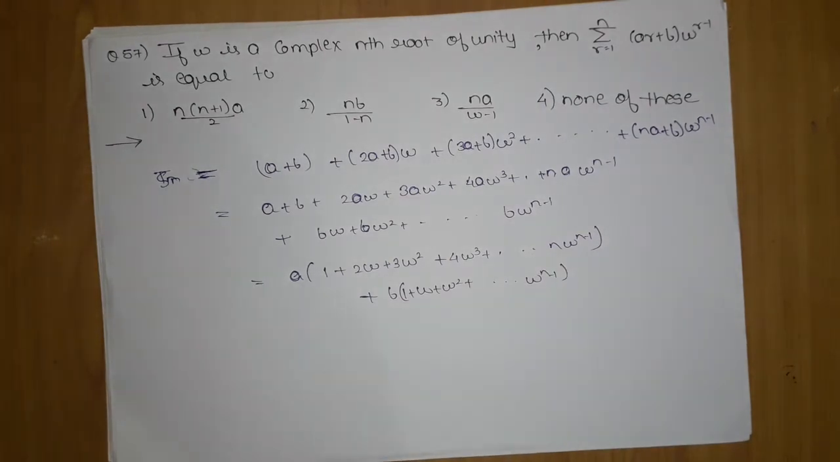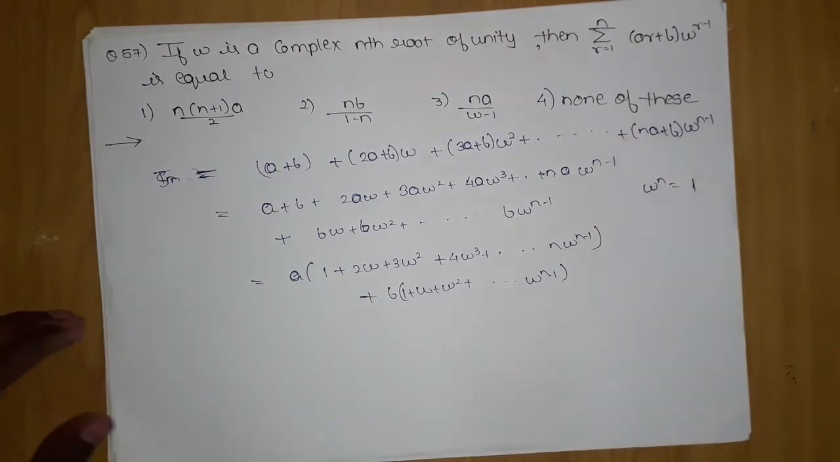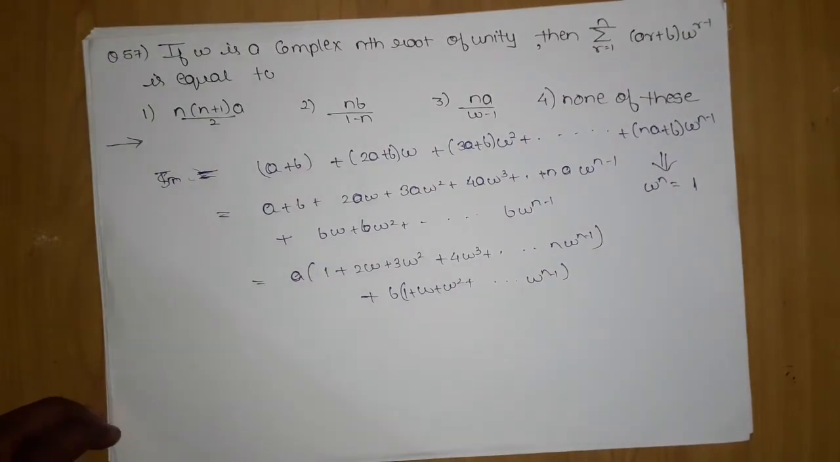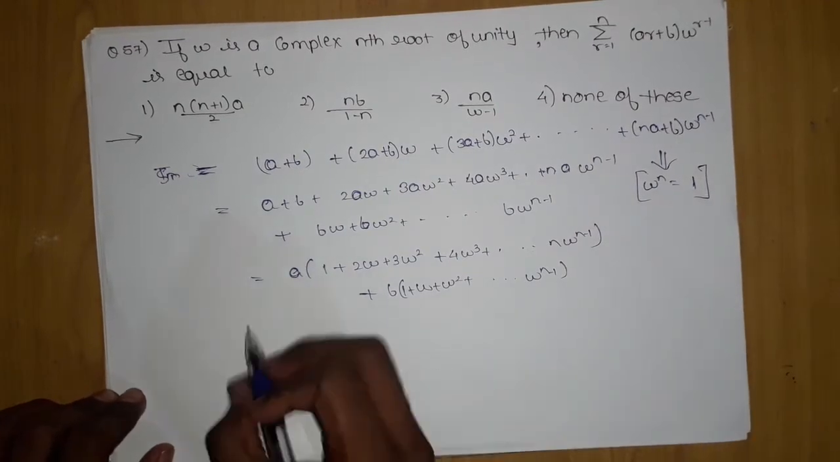So what I can do after this, we will do one thing. We will take its sum, and you should know that omega power n is equal to 1. This is the property of nth root of unity. I have used this property when we were solving short problems and learning sequence and series, that omega power n is equal to 1.